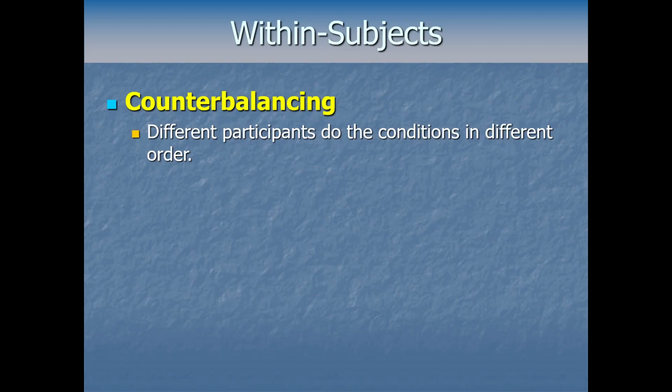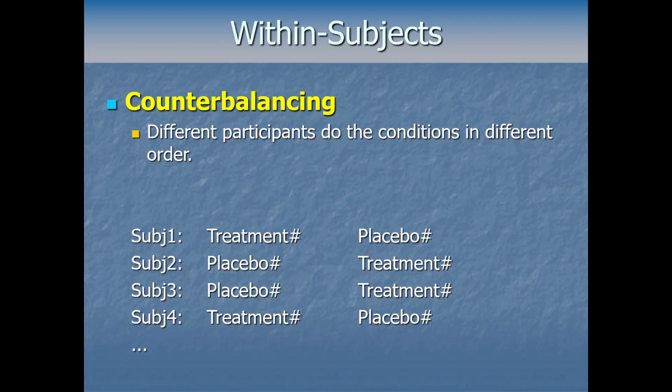Basically, rather than having everyone do treatment first and then everyone does placebo after that, you could have different participants do the conditions in different order. So that doesn't remove carryover effects altogether, but it balances them out, and a lot of the issues get canceled out, so the problem is much smaller than it would be otherwise.